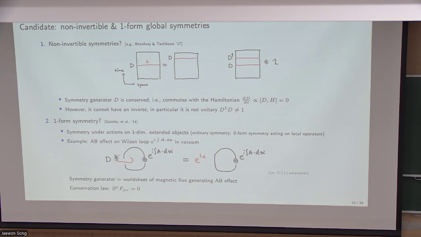And by the action of the magnetic flux, we have the U1 phase. So here, alpha is a parameter. So what is the conservation law for the magnetic flux? This is just a Maxwell equation. In Maxwell theory, the number of the magnetic flux is invariant, so the number of the magnetic flux is conserved. So this is the one-form symmetry. Let me explain this in detail later.